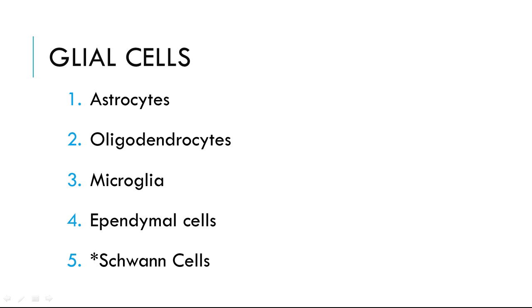So astrocytes are really critical for day-to-day maintenance of your nervous system. Next, we have oligodendrocytes. These are the cells which form myelin in the central nervous system. If you look at any white matter in the brain or the spinal cord, they have these cells called oligodendrocytes, which wrap around them.